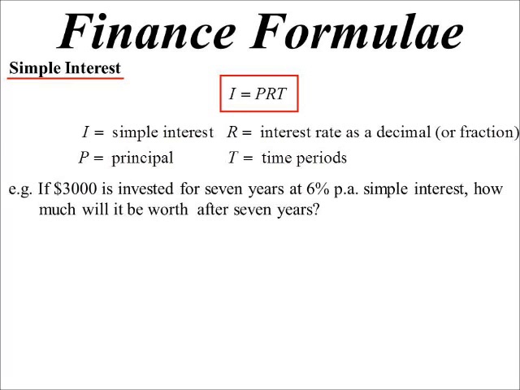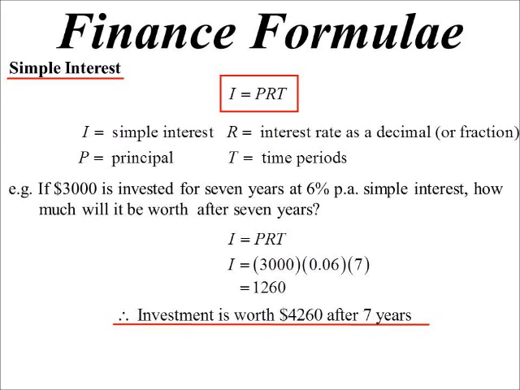So if we had $3,000, 7 years, 6% simple interest, what will it be worth after 7 years? So we just simply sub into our formula. But this works on the assumption that 6% interest is you just get 6% of the principal. So you get the same amount every single year. And of course, reality is you don't do that. But under a simple interest formula, that'd be its value.